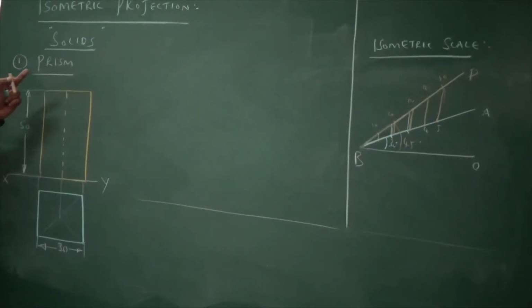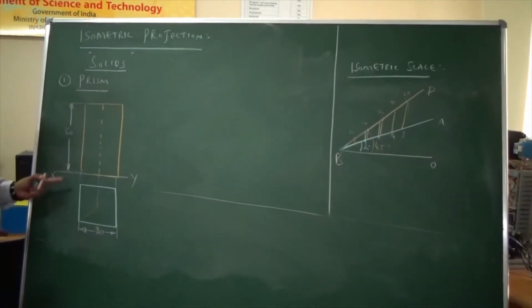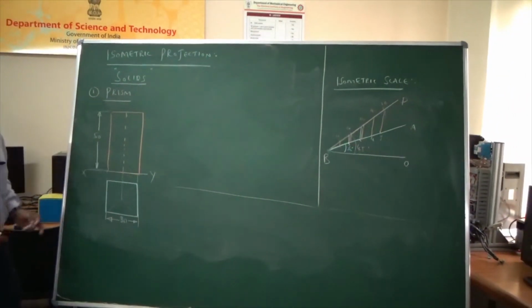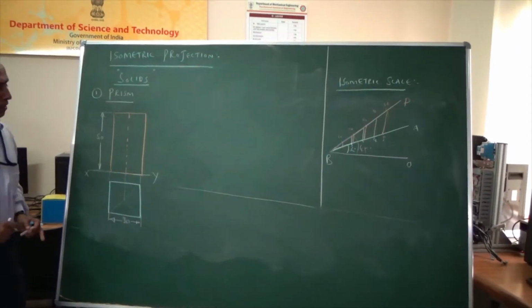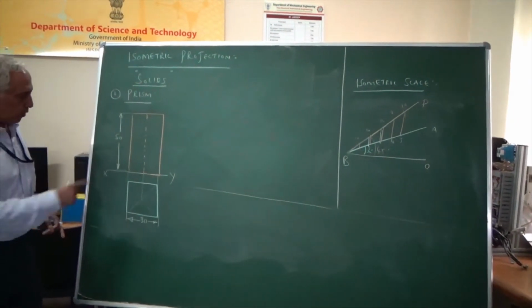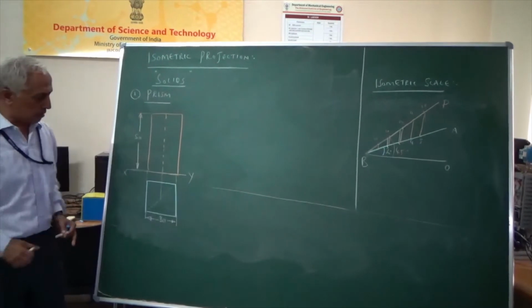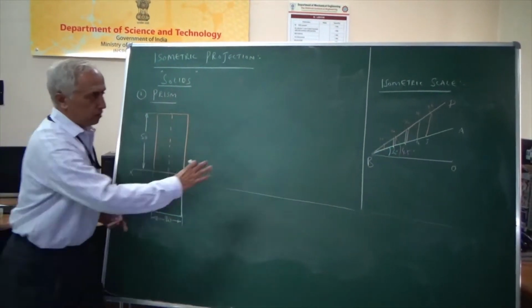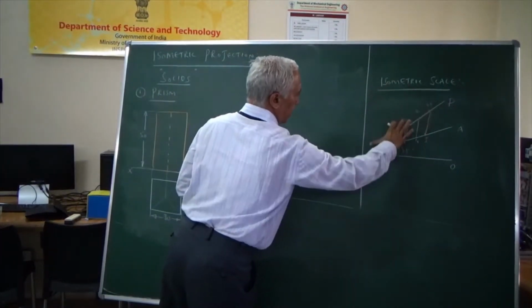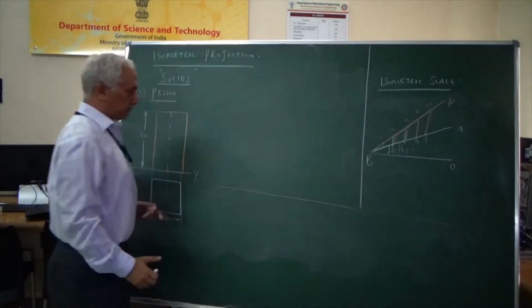Start with isometric projection of solids, and with the prism. In solids, we draw two views, the top view and the front view. Given side of the square 30 millimeters, axis height 50 millimeters. In isometric projection, I have to reduce all dimensions into iso dimensions. So take 30 millimeters and get the ISO of 30, as the scale is already there.